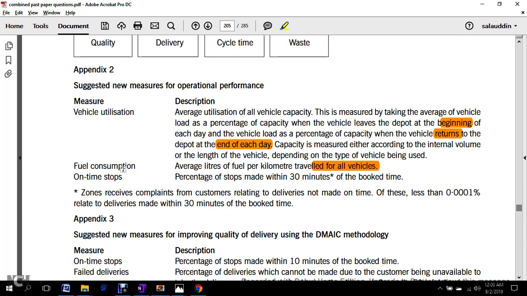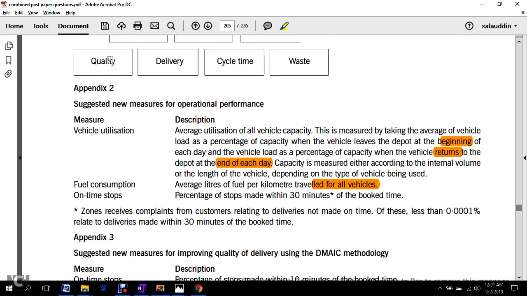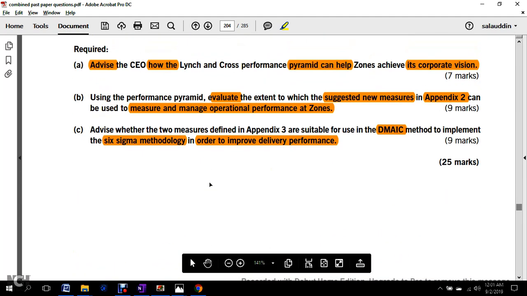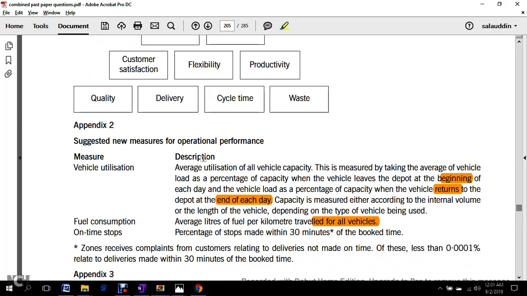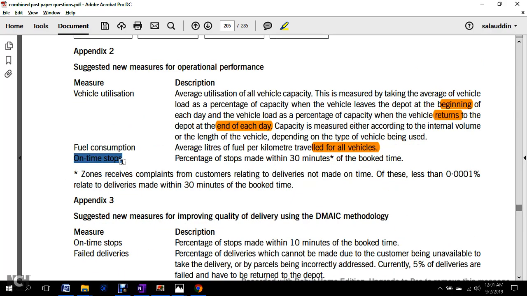Fuel consumption is also a measure for waste. There is nothing for quality. Anything? Okay, on-time stops. On-time stops is valued by customers. So on-time stops can be good for quality. Okay, where was I? Fuel consumption.